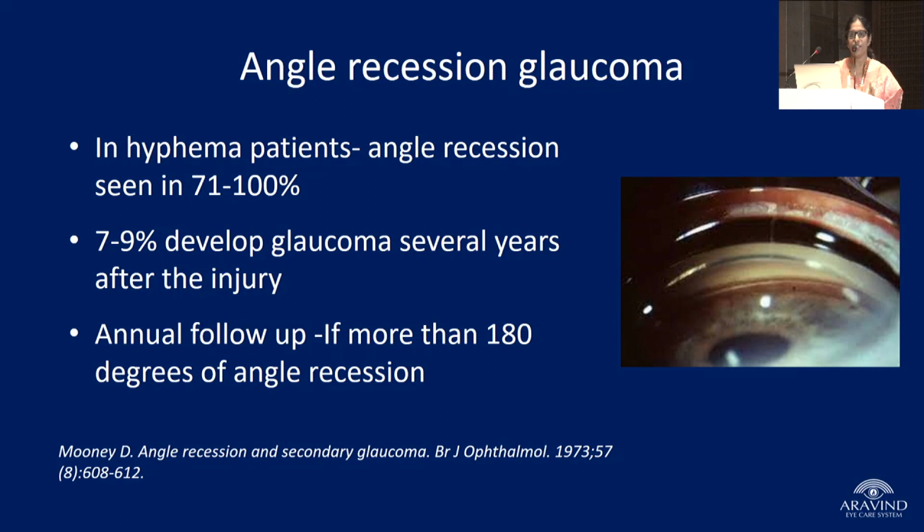So we know that angle recession glaucoma is the most common one. In patients who have hyphema, angle recession is seen in around 71 to 100% of patients. And 7 to 10% of them develop glaucoma over a period of years after the injury. So what is important here is you might not just treat the patient immediately, and then the inflammation comes down, intraocular pressure comes down, and you forget about the patient. It is important to follow up all these patients annually with gonioscopy, especially those patients who have an angle recession of more than 180 degrees at the first visit.